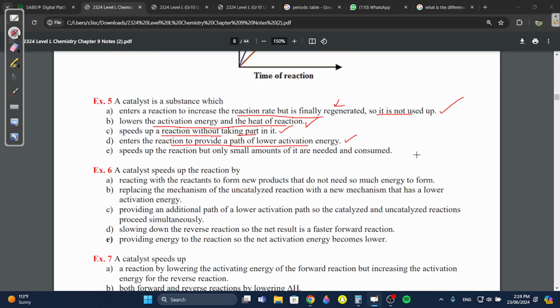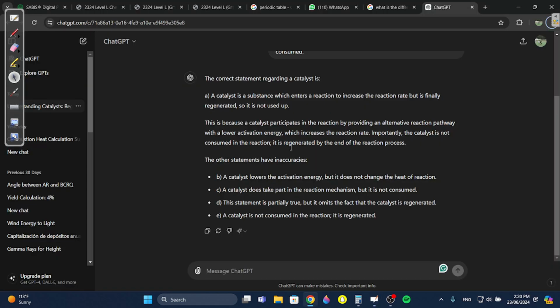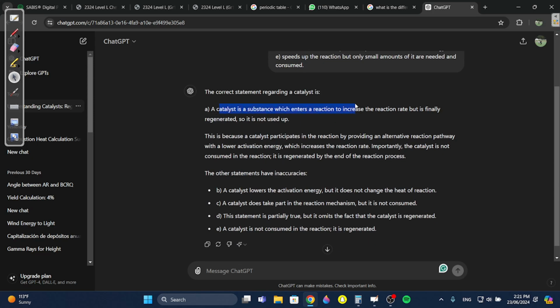Let me check, because so far they all seem correct. I asked ChatGPT and it just told me I'm wrong. The correct statement is only A: a catalyst is a substance that is regenerated, so it's not used up.